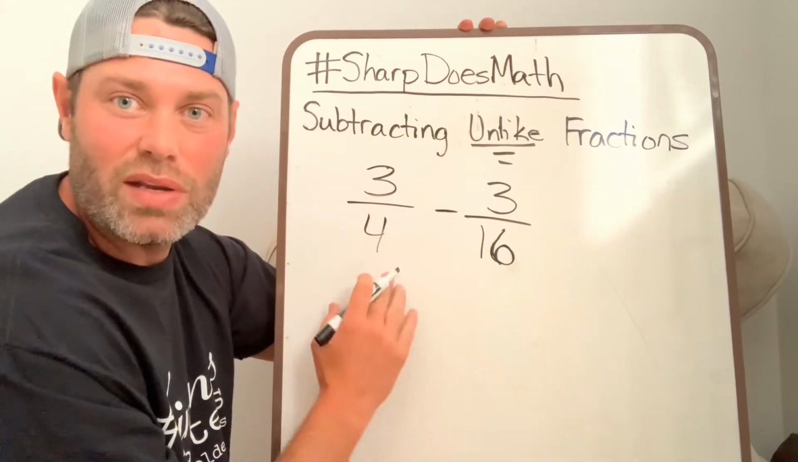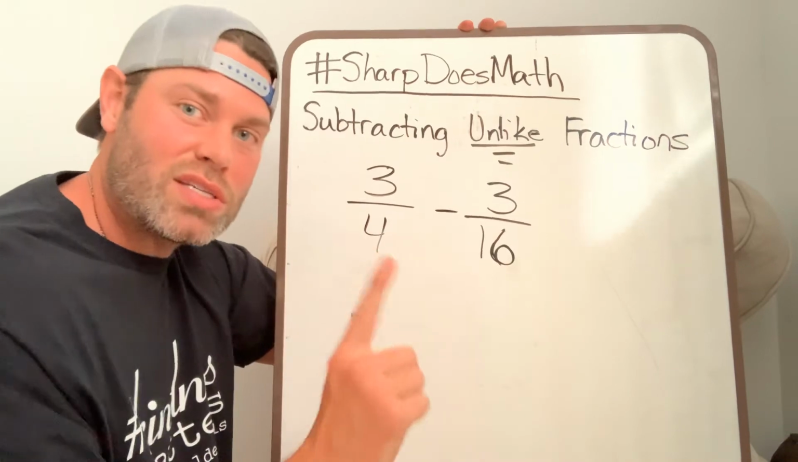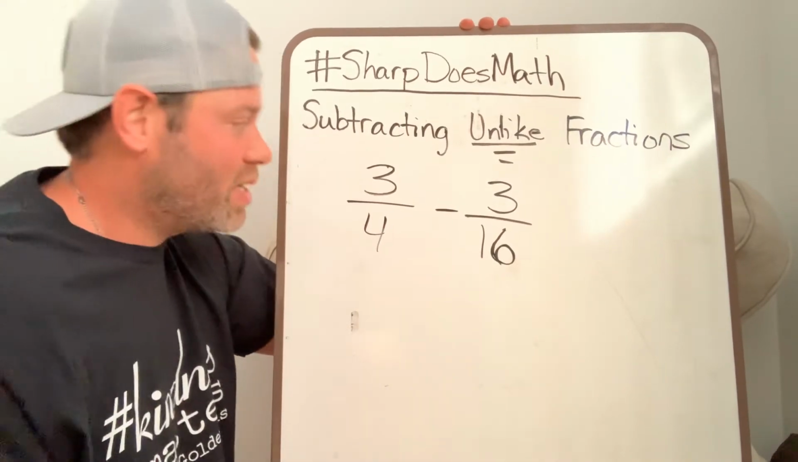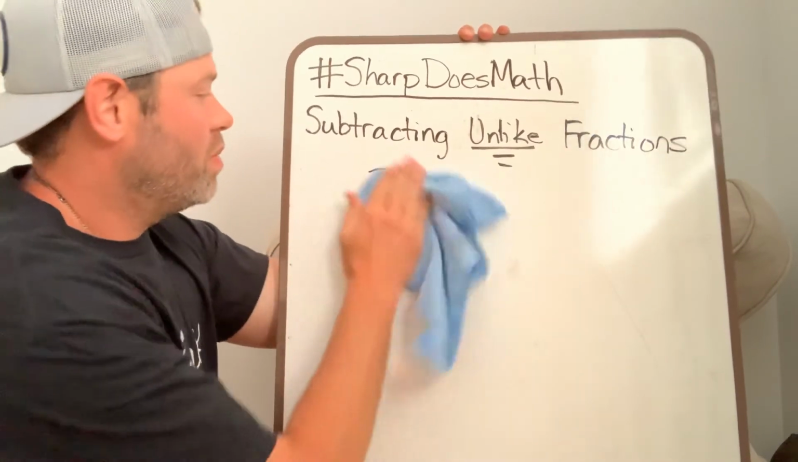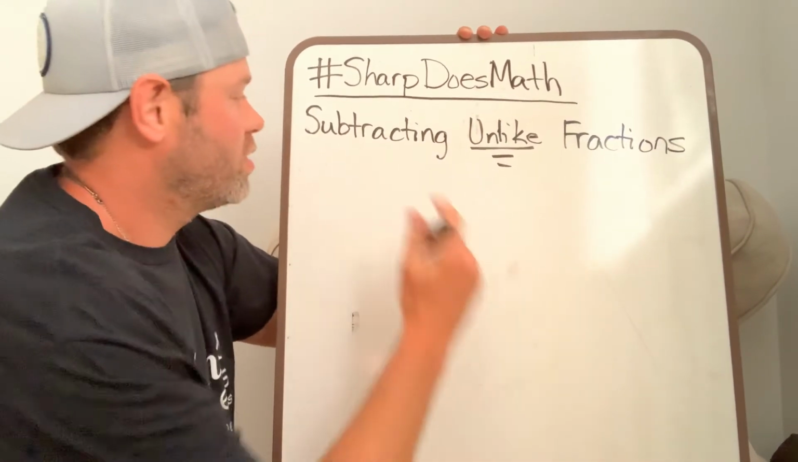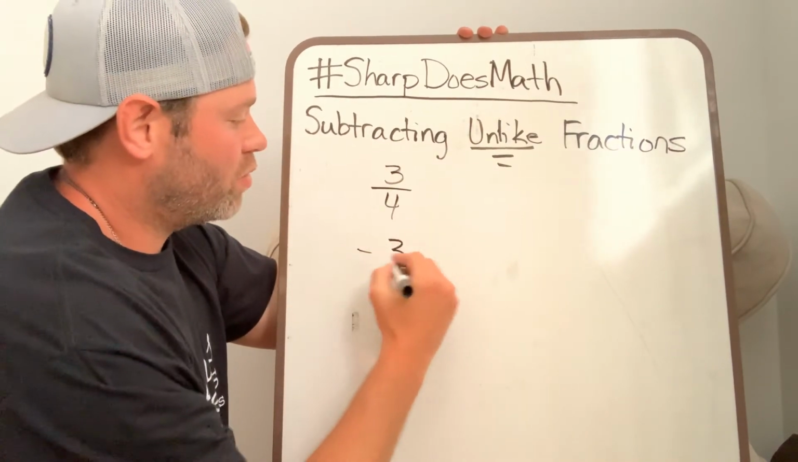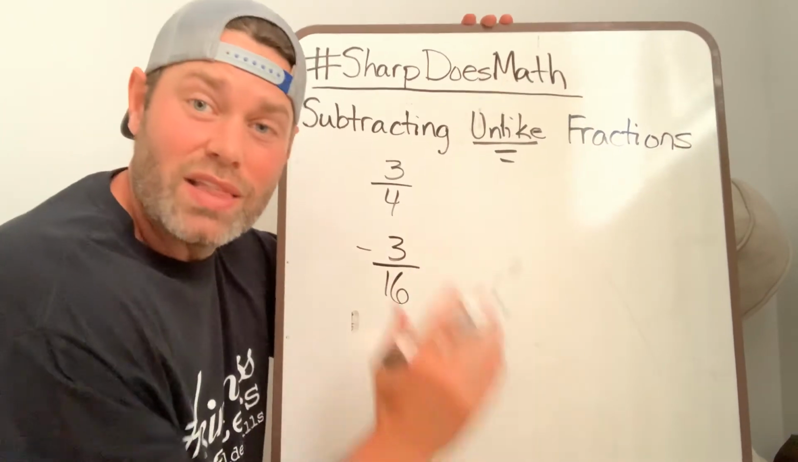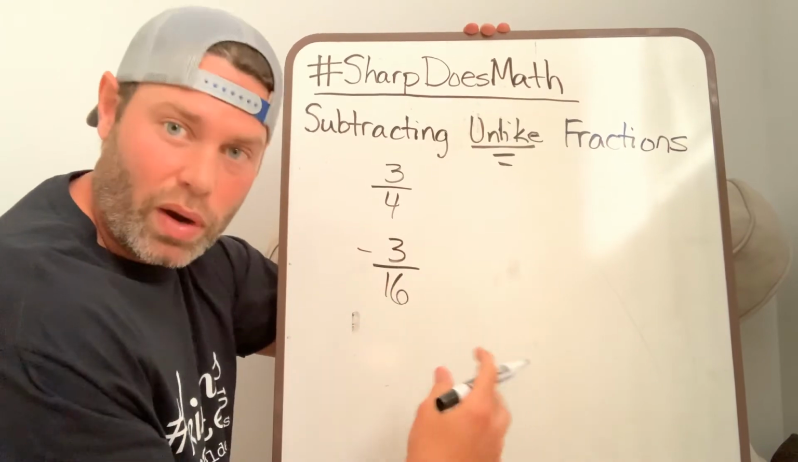this is tough. The numbers are way different here, but it's really not that hard. You just have to know your multiples. So again, I'm going to take my 3/16 and I'm going to write it vertically. Let me move this a little bit too. So here's my 3/4, and I'm subtracting 3/16.